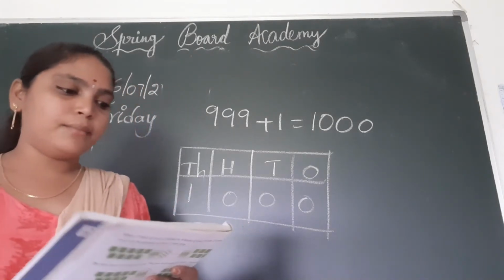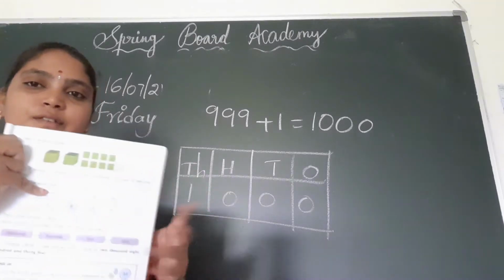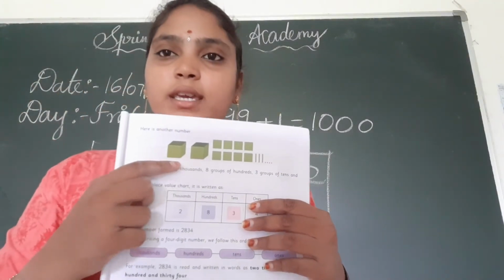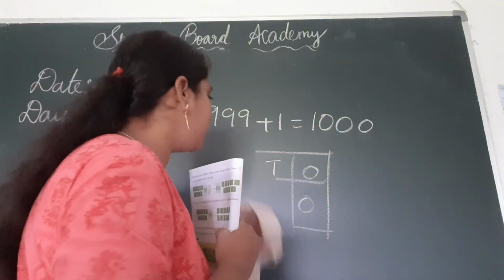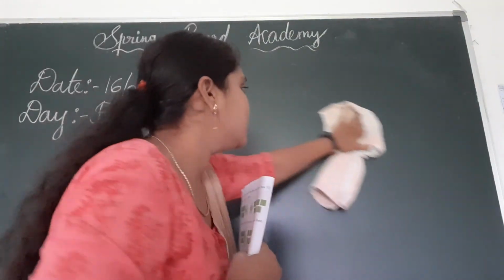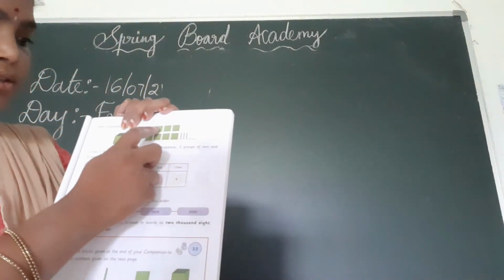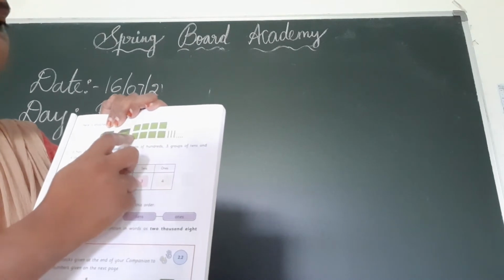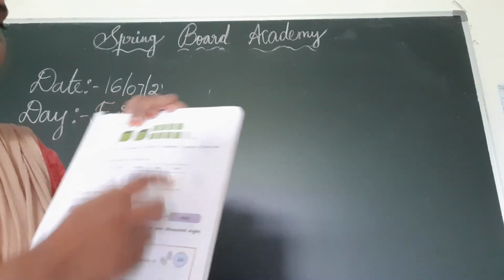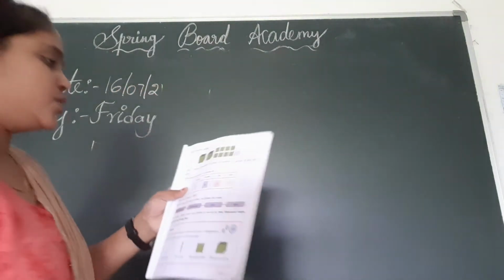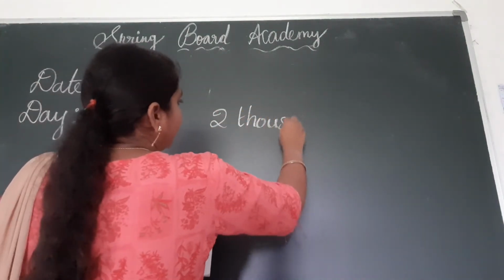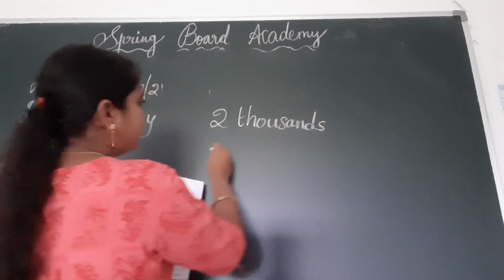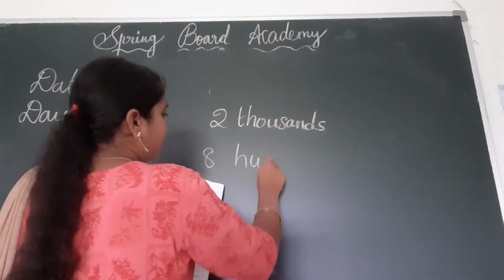Here is another number. You have to count it first, children. How many cubes are here? Yes, we know that a cube has 1000. So how many cubes are here? 2 cubes. And then count the sheets. How many sheets are here? 1, 2, 3, 4, 5, 6, 7, 8. So total 8 sheets. So here write 2000, and then 800.